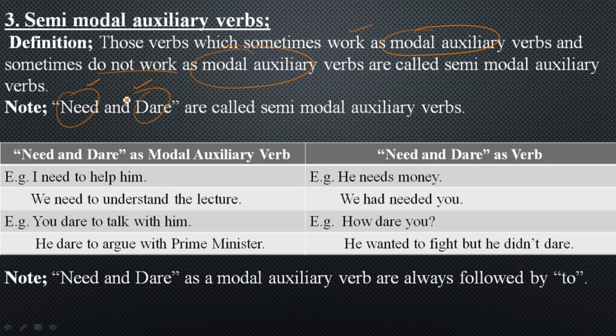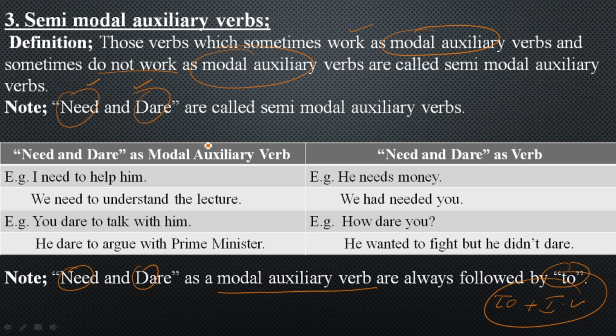If you remember, you were taught the modal auxiliary verbs are followed by bare infinitives. What are bare infinitives? Only the first form of the verb is called bare infinitive. After modal auxiliary verbs, we use only the first form of the verb. But with semi-modal auxiliary verbs, with need and dare, keep in your mind, second note I'm going to tell you: need and dare as modal auxiliary verbs are always followed by to. Means before your verb you will put to, then the first form of the verb. So keep in your mind, with the semi-modal auxiliary verbs need and dare, you are going to use to plus the first form of the verb.